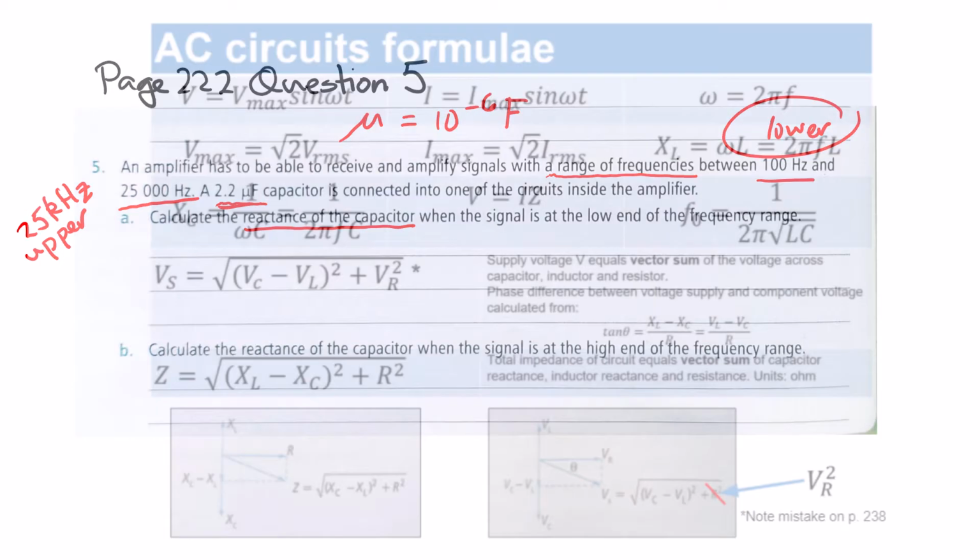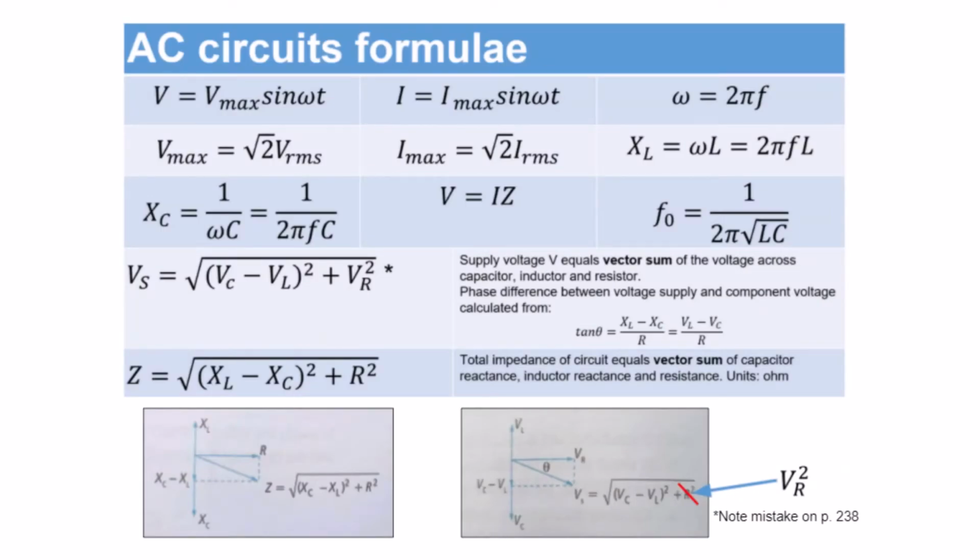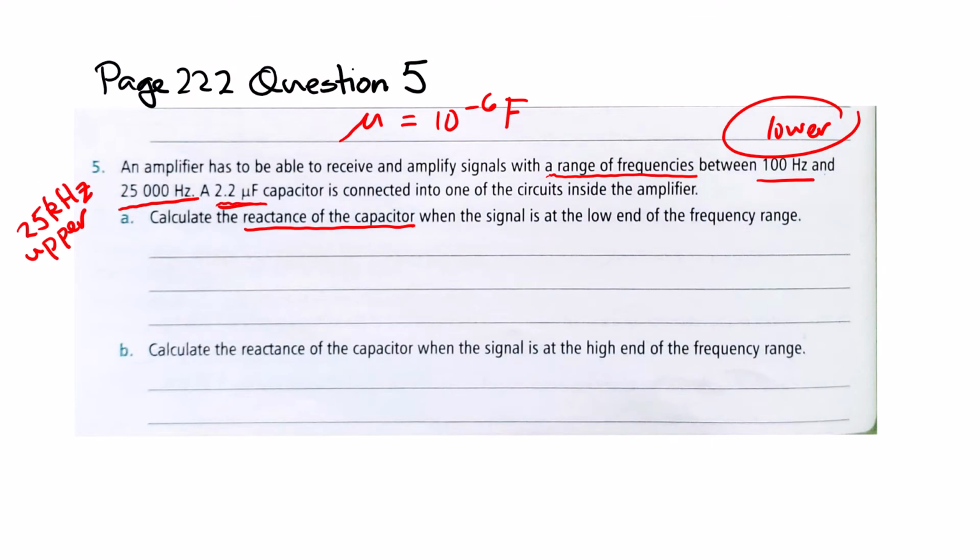Okay, let's have a look at our equations then. For capacitive reactance, the impedance within the capacitor, the equivalent of resistance in a resistor, is the reactance of the capacitor, and here's our formula here. So let's come back and use our formula.